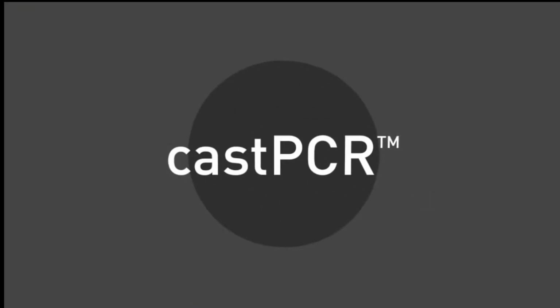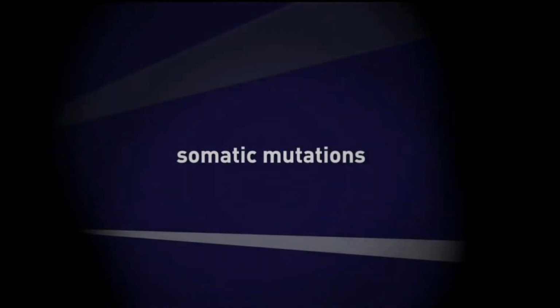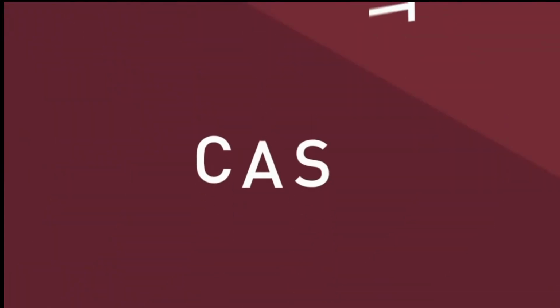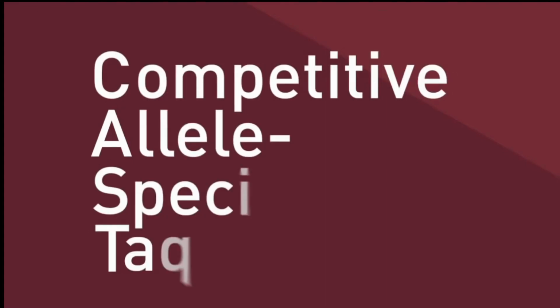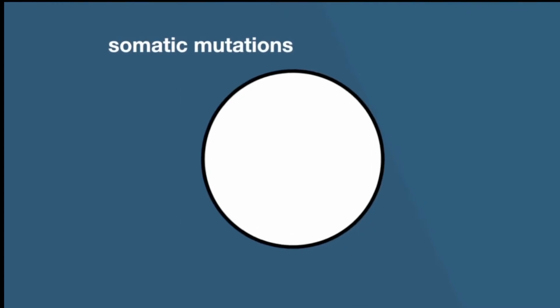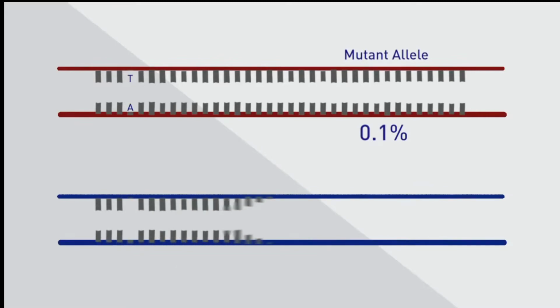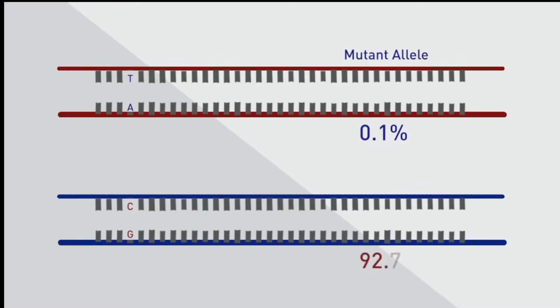So this is another. With the new Life Technologies qPCR technology, somatic mutations now have nowhere to hide. TaqMan mutation detection assays use this qPCR technology, which refers to competitive allele-specific TaqMan PCR, specifically designed to detect somatic mutations that occur in cancer cells. Let's see how it works. Let's take an example of a tumour sample in which only 0.1% of the DNA contains a somatic mutation and the other 99.9% is normal wild-type DNA.